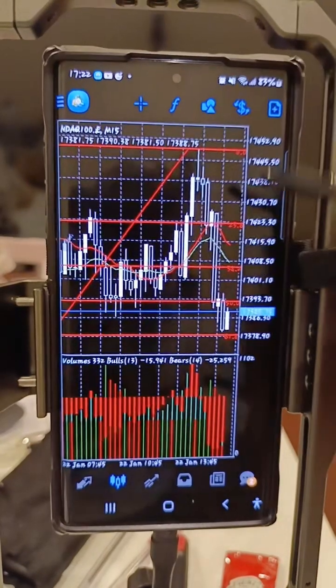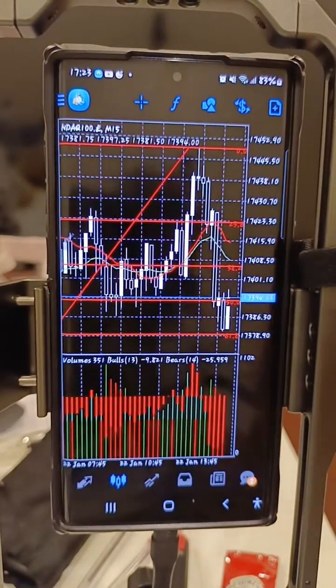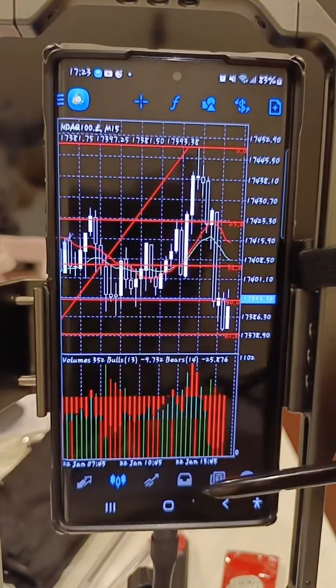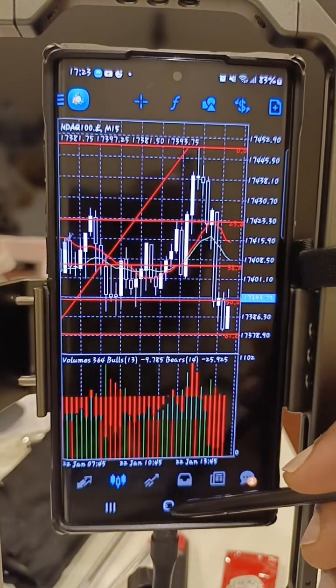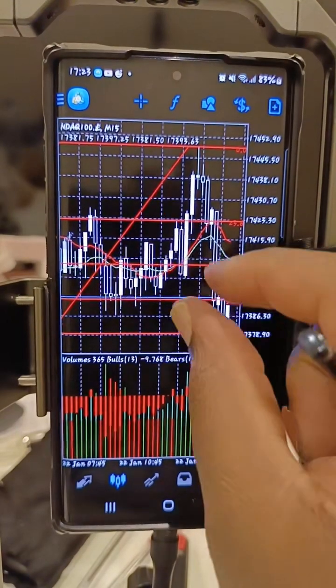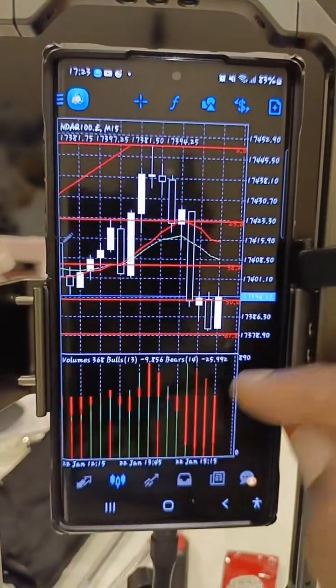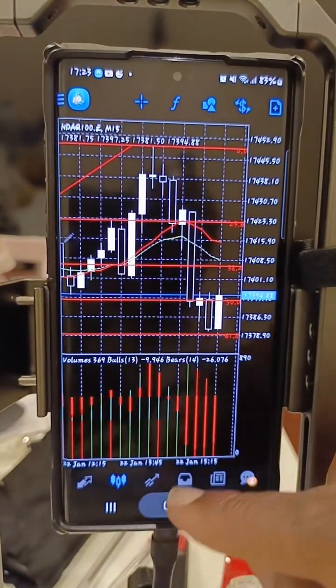There's no simulation. I'm using MT4, right? You want me to show you? There's no simulation here. None whatsoever. This is real. This is real life data. Let me show you. Okay?